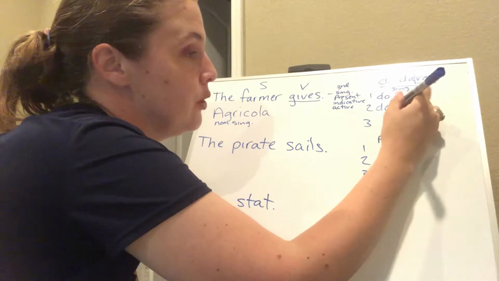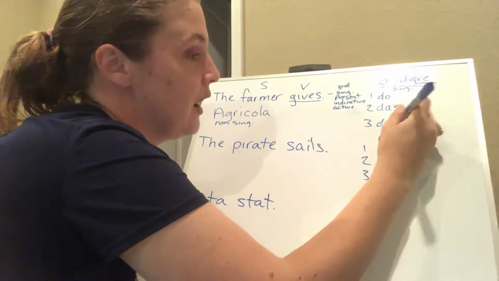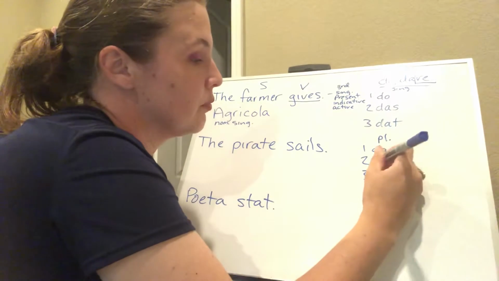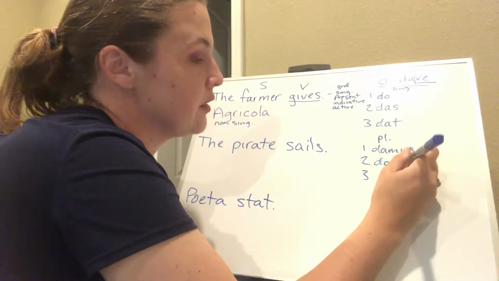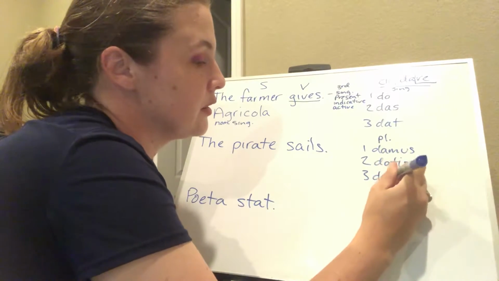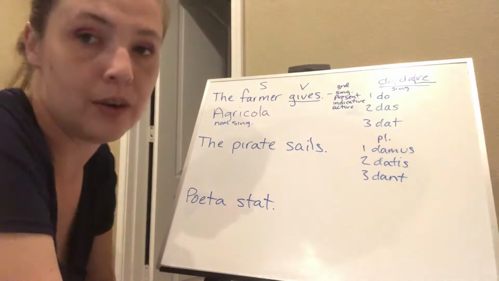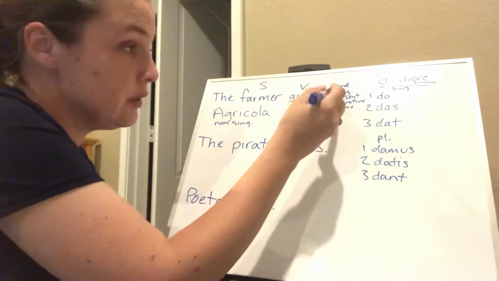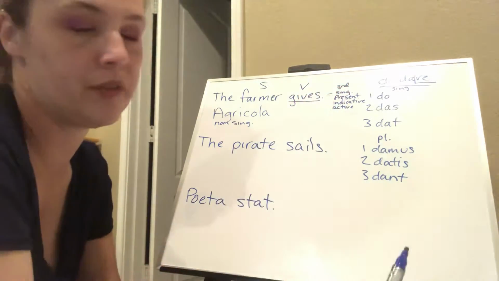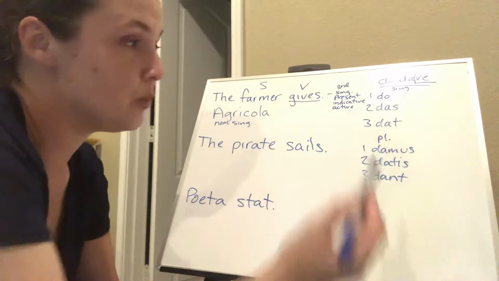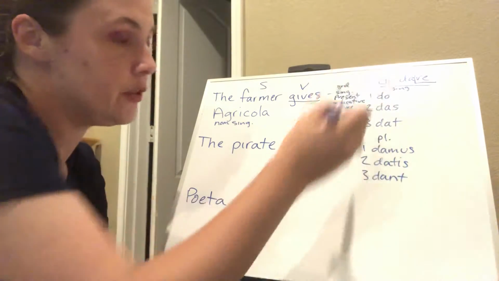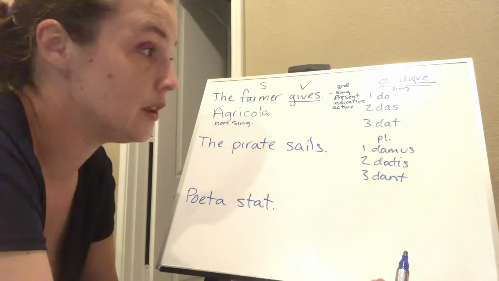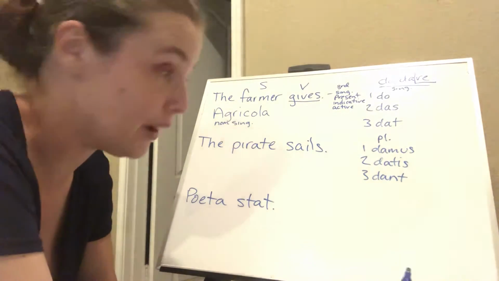So we're going to have do, das, dat, damus, datis, dant. Now, what did we say we needed? Third person, singular, present, indicative, active. Which one of these forms is our third person singular? If you said dat, you are correct.